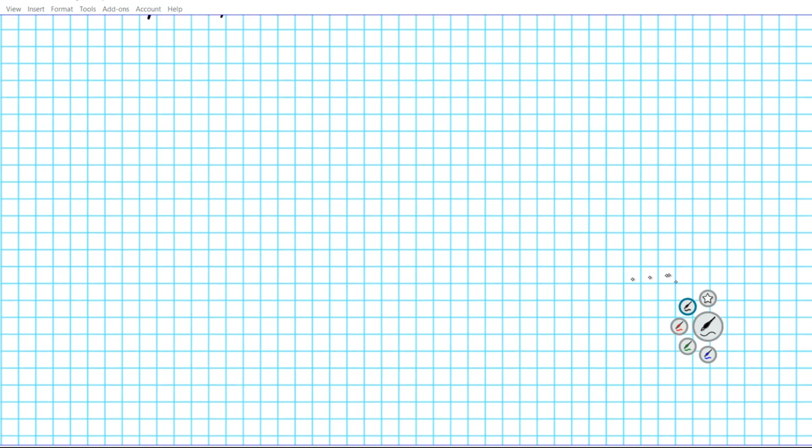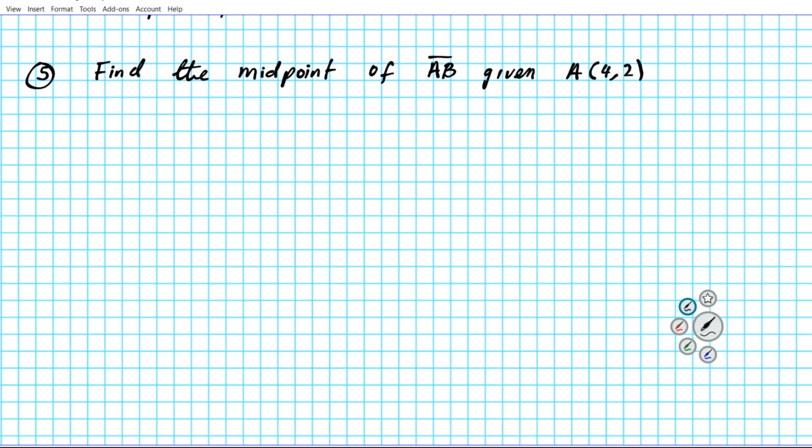All right, one more problem before we give you some practice problems to try out. Question number 5, the last one. Let's say you're to find the midpoint of segment AB, given that A is 4, 2 and B is 8, 4. All right, we're going to follow the same procedures that we used for question 4 here.